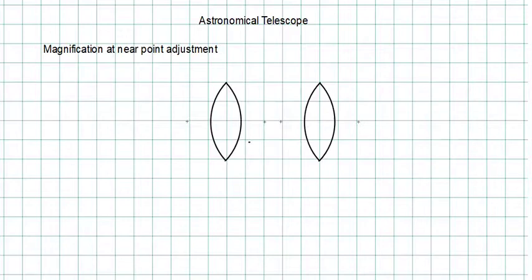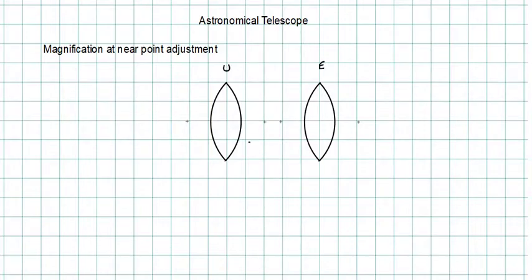Astronomical telescopes can be of two kinds, reflecting type and refracting type. We are now learning the refracting type telescope, particularly the Galilean type telescope. In a refracting type telescope, we have two lenses. It is again an application of a combination of lenses. In this case also we have two lenses, just like a compound microscope. We have an objective and we have an eyepiece.